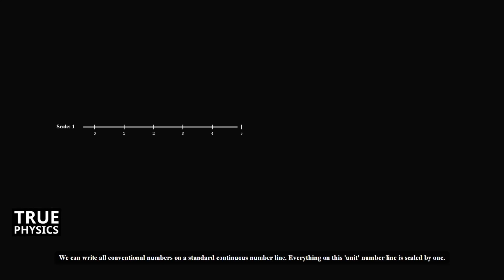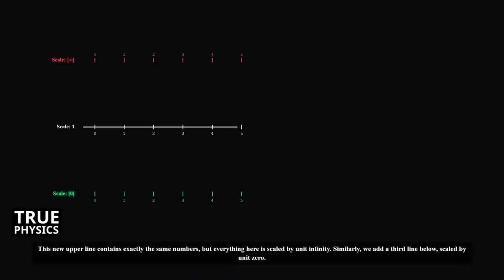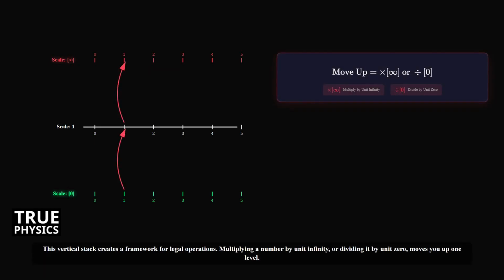We can write all conventional numbers on a standard continuous number line. Everything on this unit number line is scaled by 1. However, this standard line doesn't include infinity as a specific location. To handle infinities, we add a second number line stacked just above it. This new upper line contains exactly the same numbers, but everything here is scaled by unit infinity. Similarly, we add a third line below scaled by unit 0. This vertical stack creates a framework for legal operations.